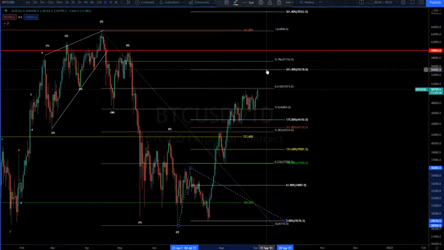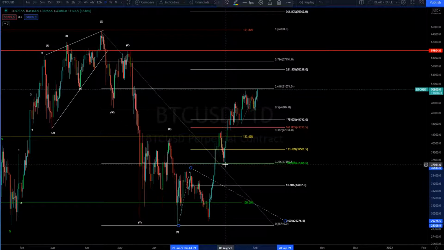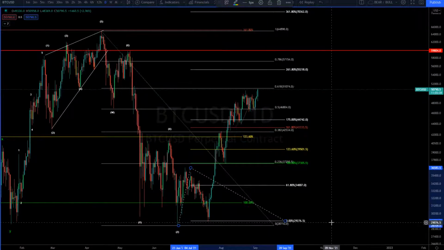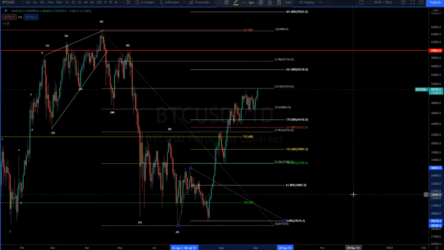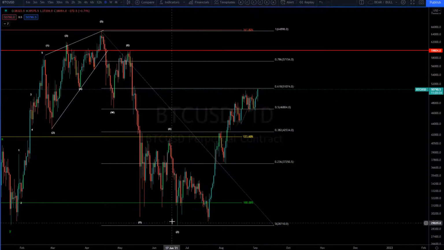Potentially pushing up to 55, right? If we don't get rejected here. If we do get rejected here, I don't think this is a 1, 2, 3. I think this is an A, B, C, A, B, C, and then we have an A, B, C for a correction, right? So there's two scenarios here. One of them would be corrective, because this looks ugly, right?